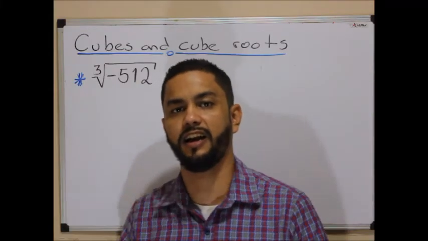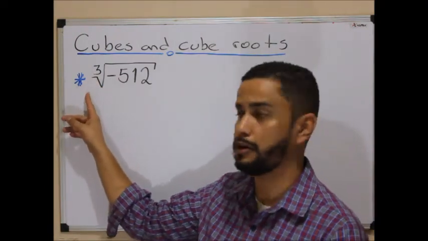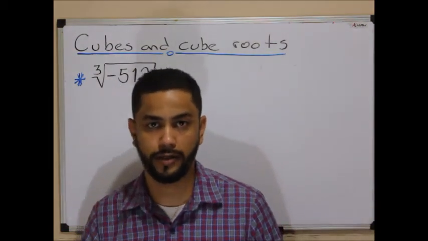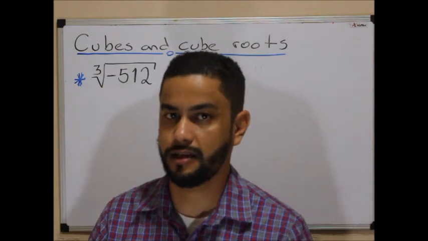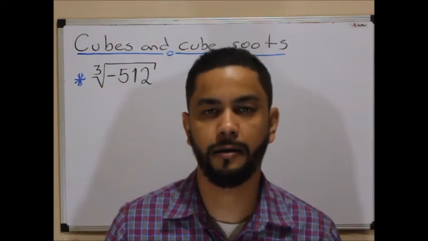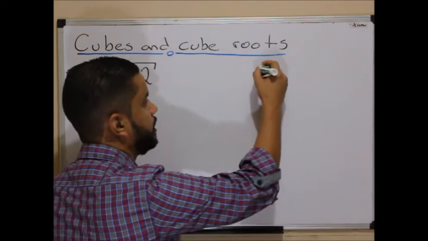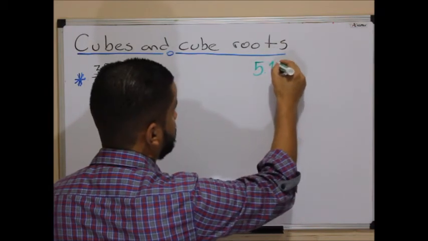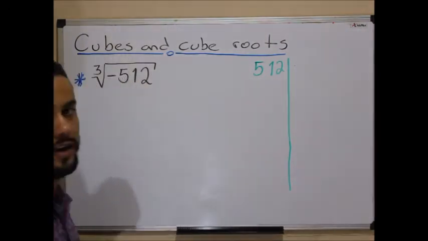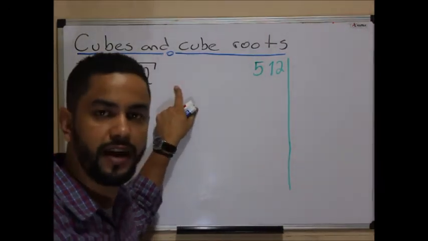Let's solve that negative exercise. So we're having there the cubic root of negative 512. So without using the calculator, we're going to make the same procedure that we did in the last example. We're going to find the prime factors for that number. We're going to begin writing here 512 without the sign. Why without the sign? Because we already know that if this number is negative, our answer will be negative.